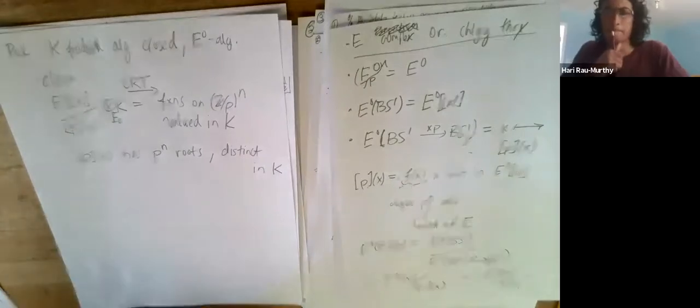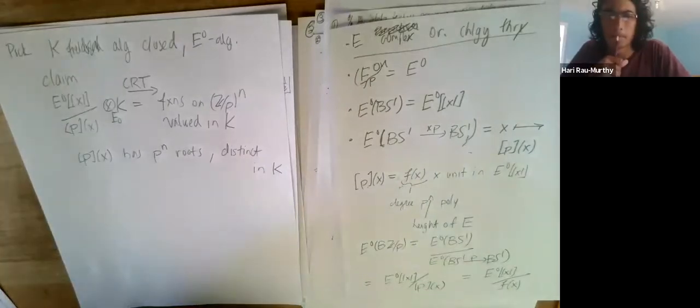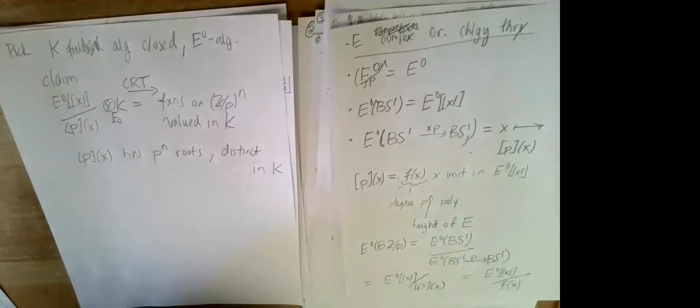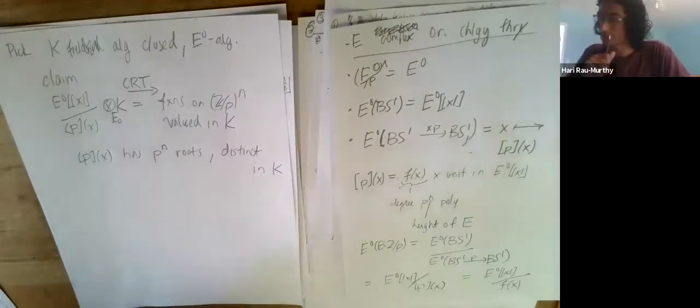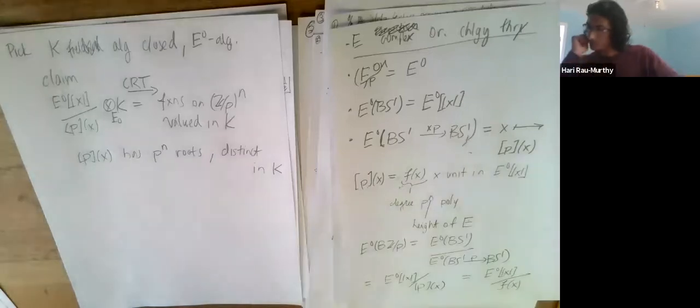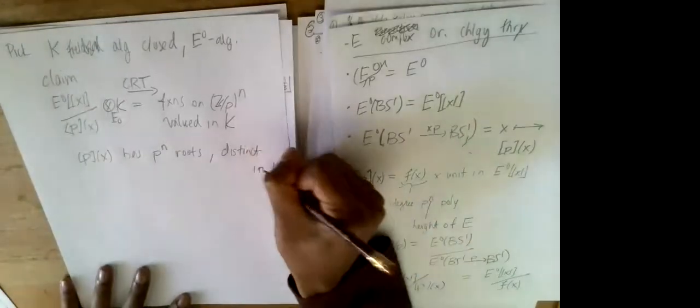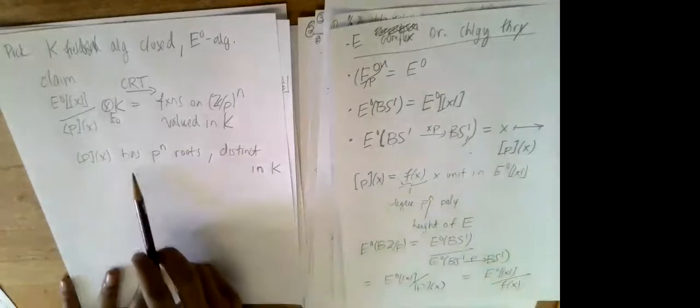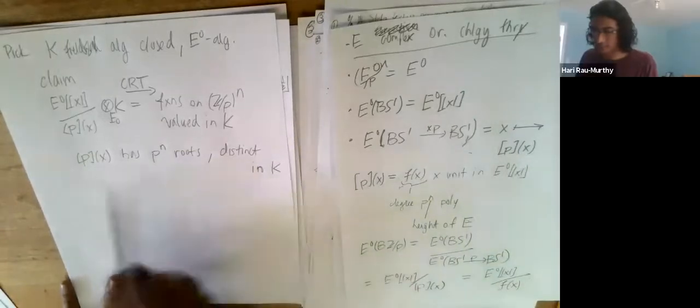Stefan? K is an algebraically closed field, which is also an E0 algebra. Yeah. So E0 embedded where? Okay. Yeah. So K has a topology to make sense of roots inside K.